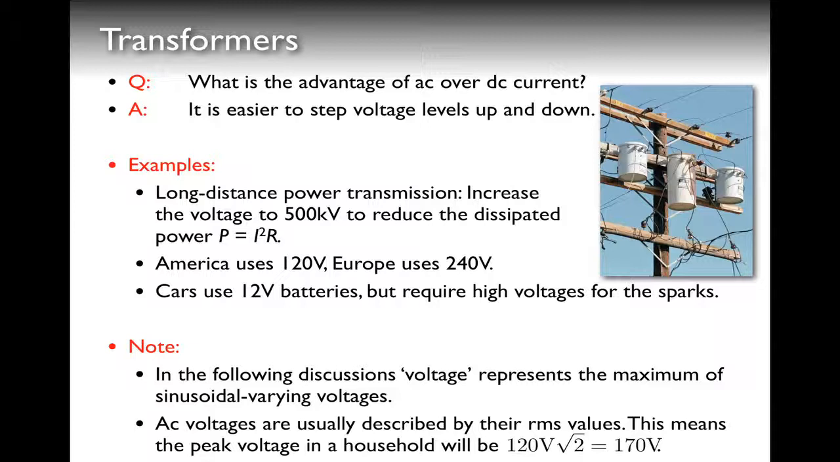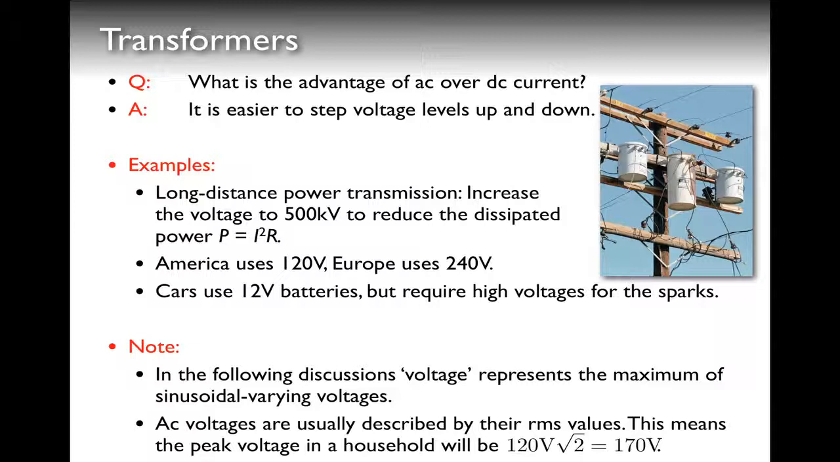Examples are long distance power transmission. You want to increase first the voltage to 500 kilovolts. Then you want to transfer this across the wires, and when you have a very high voltage, you actually reduce the dissipated power. Then you want to step it back down to what you get in the household. In America, this would be 120 volts. In Europe, 240. This is particularly a problem when you travel because you might be careful when you plug appliances from one country into the other. And then finally, cars, for example, use 12-volt batteries but require high voltages for sparks. And the way we do this is with transformers.